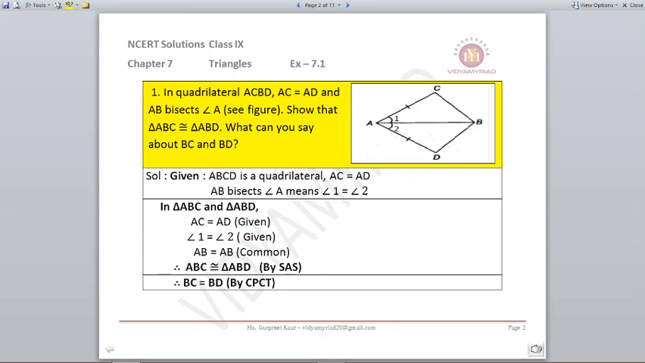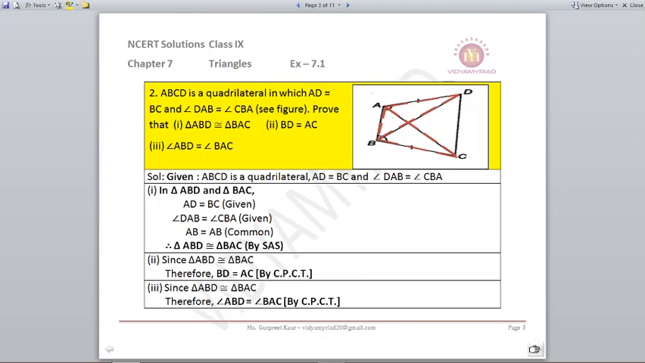Now the second part is they are asking, what can you say about BC and BD? Now in both the triangles, BC and BD are the parts of the congruent triangles. So we can simply write it as BC is equal to BD by CPCT.